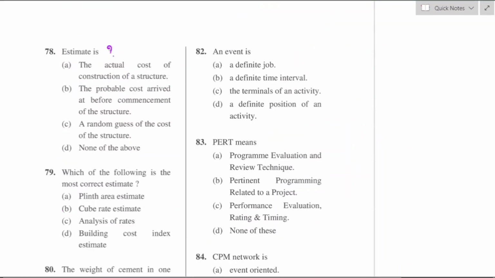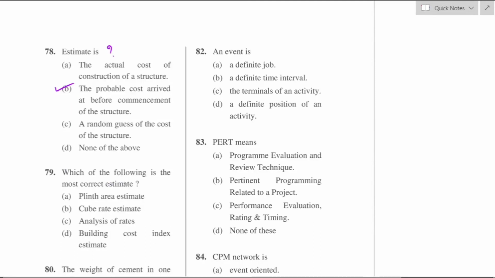Question number 78. Estimate is the probable cost of structure arrived before the commencement of project. So it is based on measurement of quantities of various items of work involved in the project. This quantity of item of work is multiplied by the present market rate to arrive at the cost of such items. So option B is the right answer. It is the probable cost arrived at before the commencement of structure.